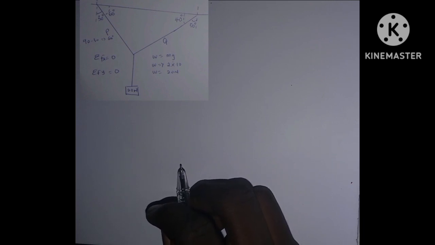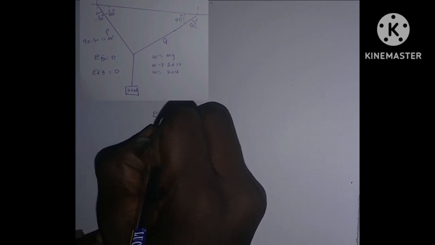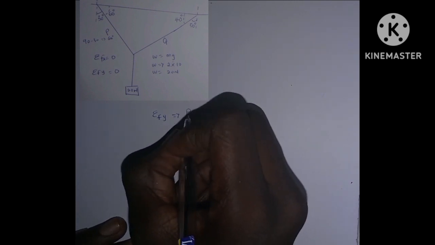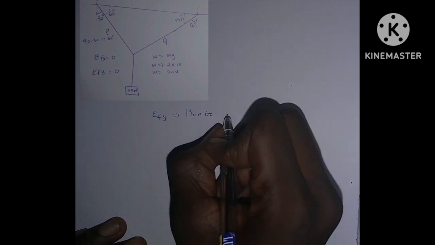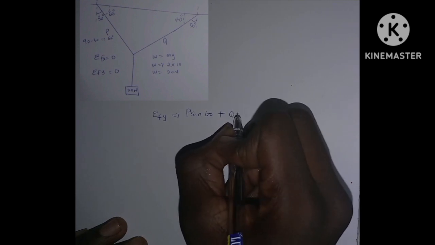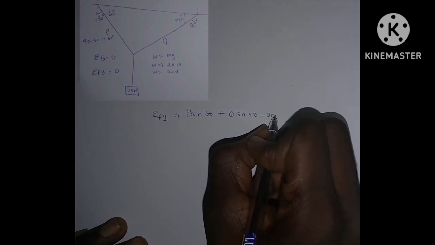You should know that your cos represents your horizontal axis, and then your sine represents your vertical axis. So this 60 degree can be resolved into horizontal and vertical axis. So summation of all the forces on the y-axis, summation Fy, can now be P sine 60 plus Q sine 40 minus 20 Newton.